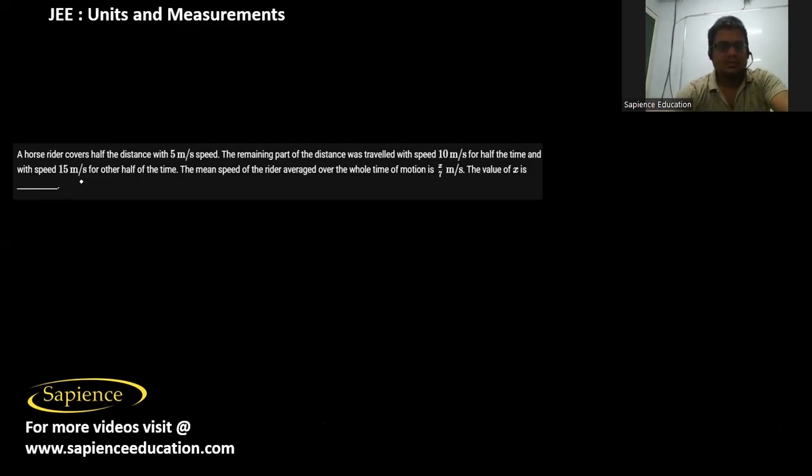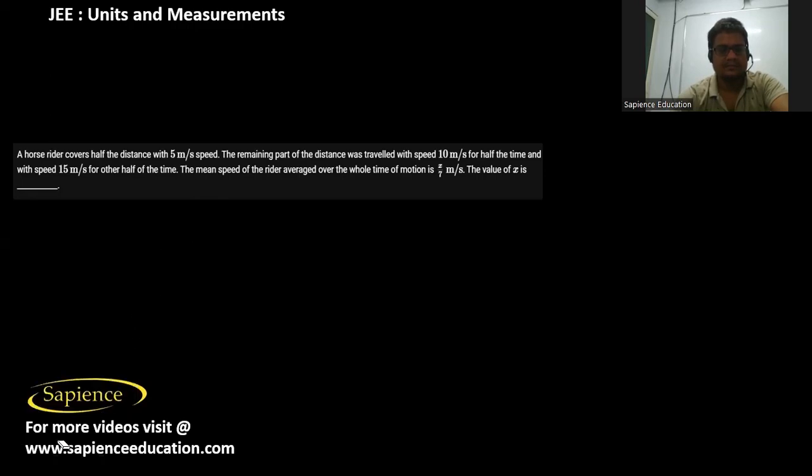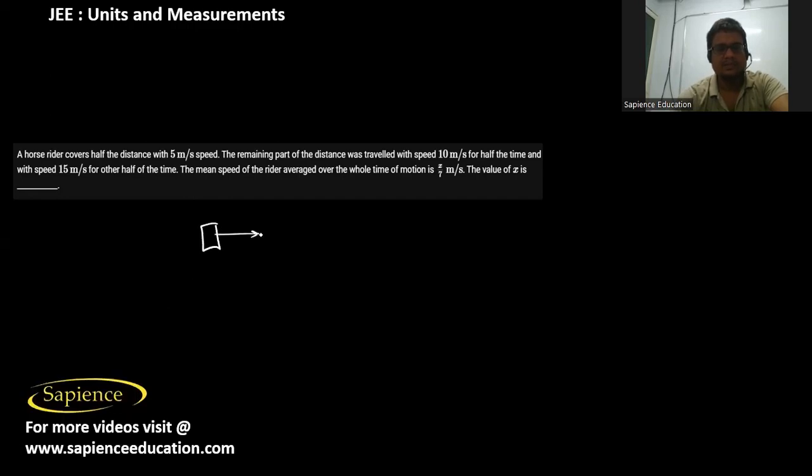Here it is told that a horse rider covers half the distance with a speed of 5 meters per second. A horse rider covers half the distance. Let's say it covers the distance x with a speed v1, that is 5 meters per second.